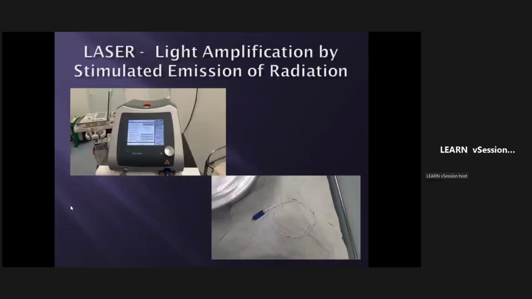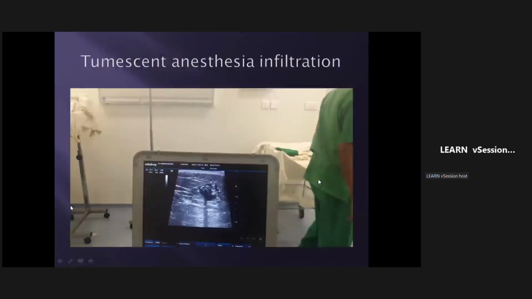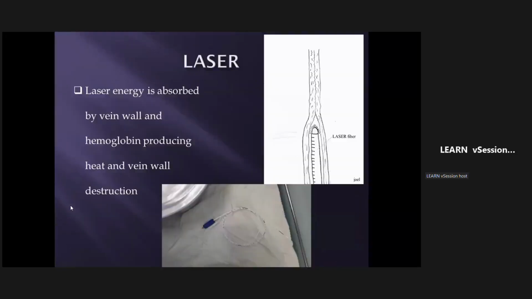And laser. So what does laser mean? That's an acronym: light amplification by stimulated emission of radiation. So this is a laser machine which creates laser energy. It is transmitted through this fiber which is placed inside the vein, and we do it under ultrasound guidance, and the tip will generate heat. Therefore the vein is burned and ablated. So that is how the laser works.